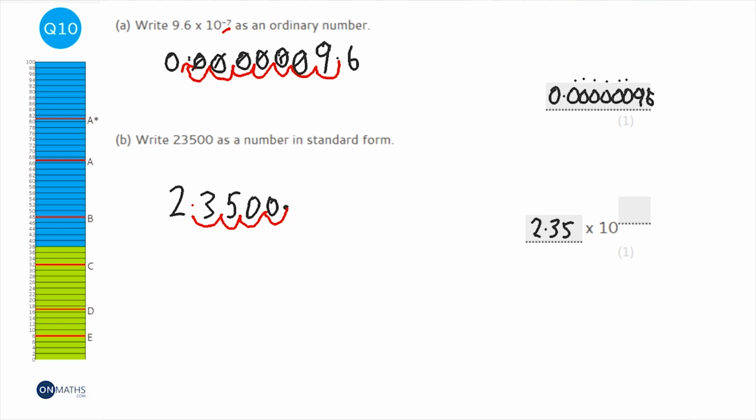Now remember what I said before, if it's a big number, it's a positive. If it's a small number, it's a negative. Well, this is a big number, 23,500, that's a big number. So it's going to be positive, and it's going to be positive 4.